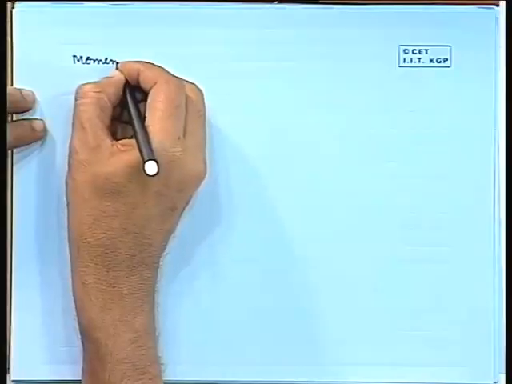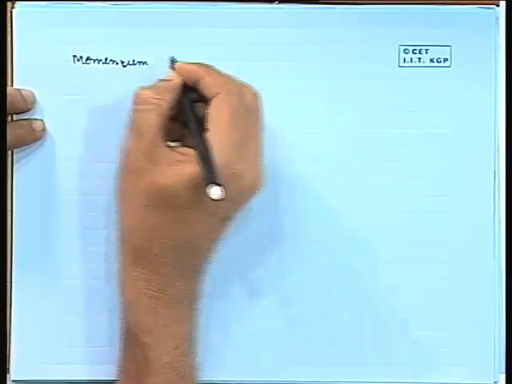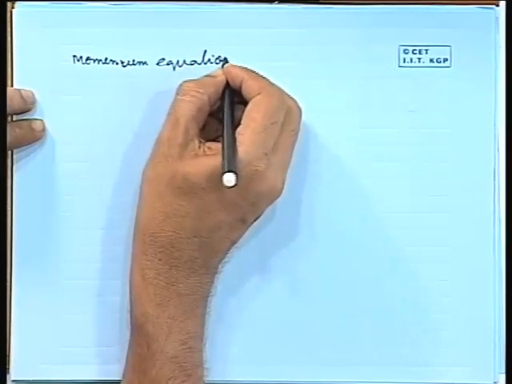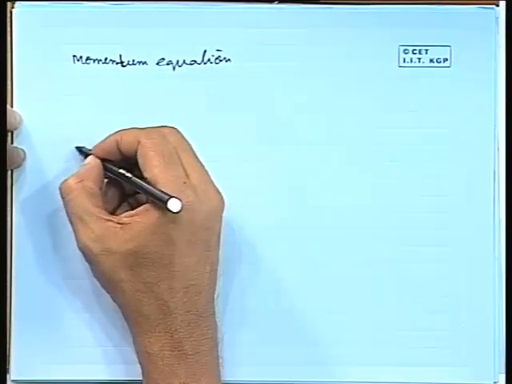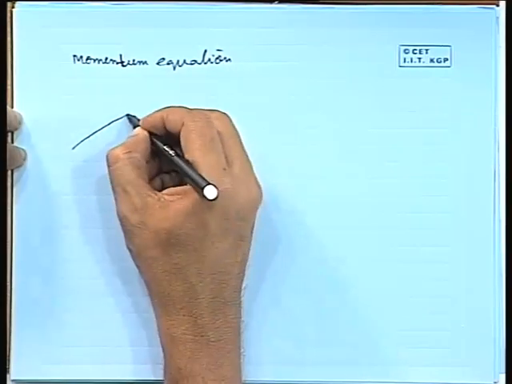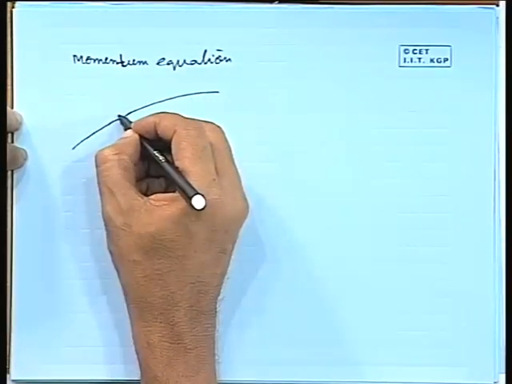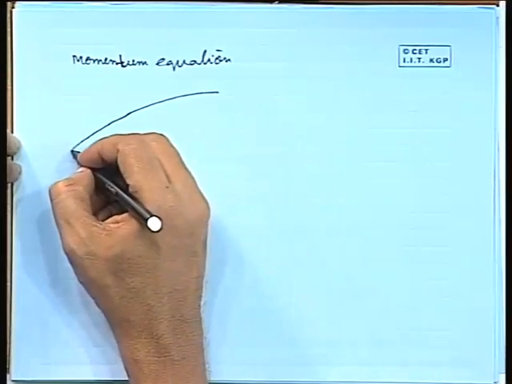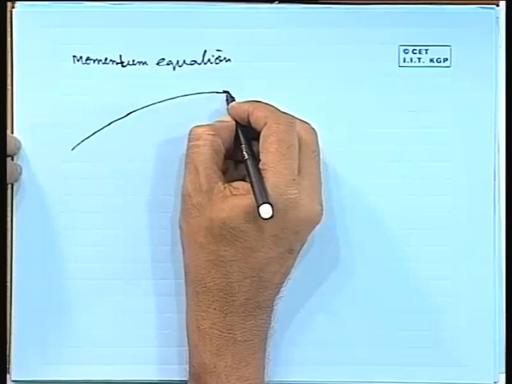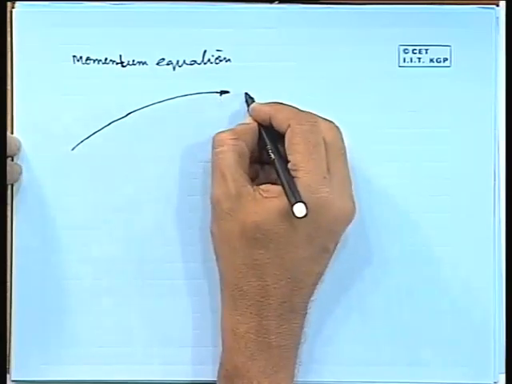So, let us say we want to analyze, or we want to do the momentum balance for a fluid flow problem. Let us say the fluid motion is denoted by this line, which is known as streamline.